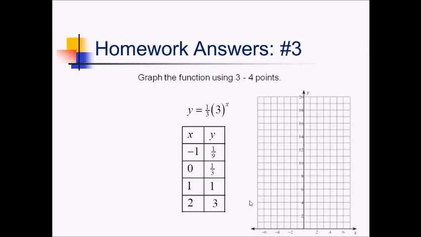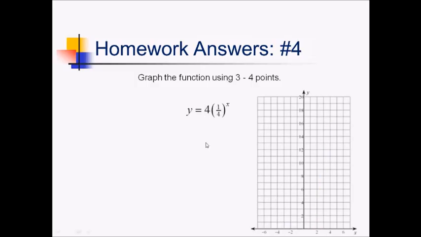Graphing these out, we've got -1, comma 1/9, so that's somewhere down here. 0, comma 1/3 isn't too much different, it's a little higher. And then we have 1, comma 1. And finally, we have 2, comma 3. And we know this thing is just going to keep growing pretty quickly as we go to the right. And as we go to the left, we have that horizontal asymptote on the x-axis.